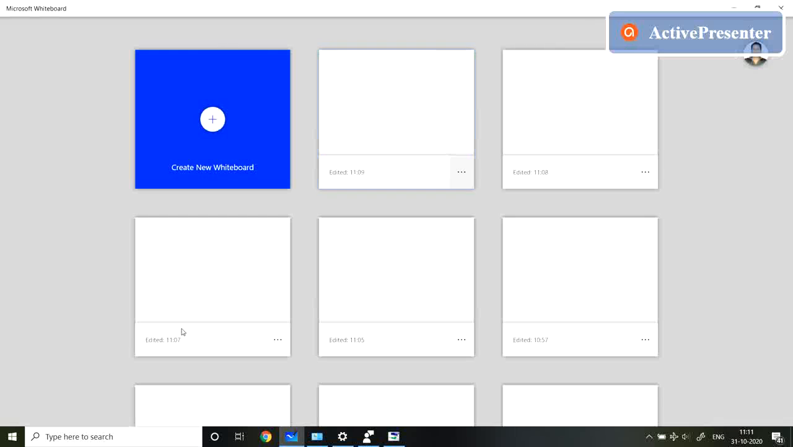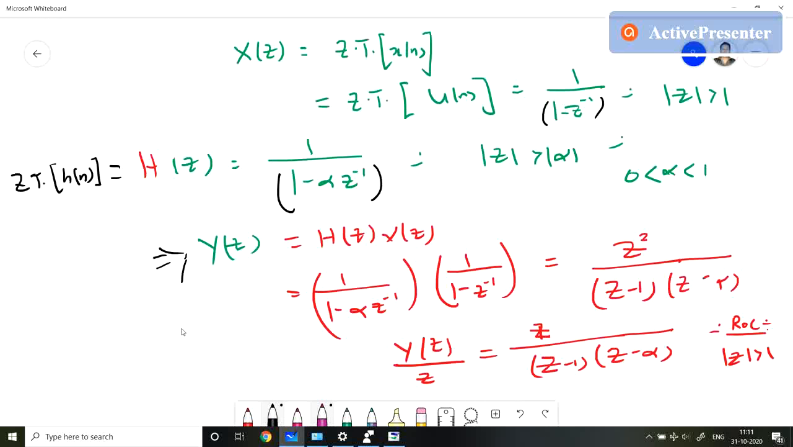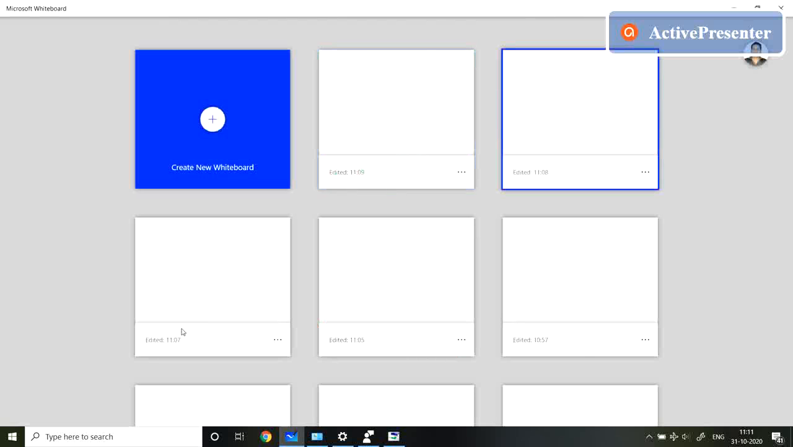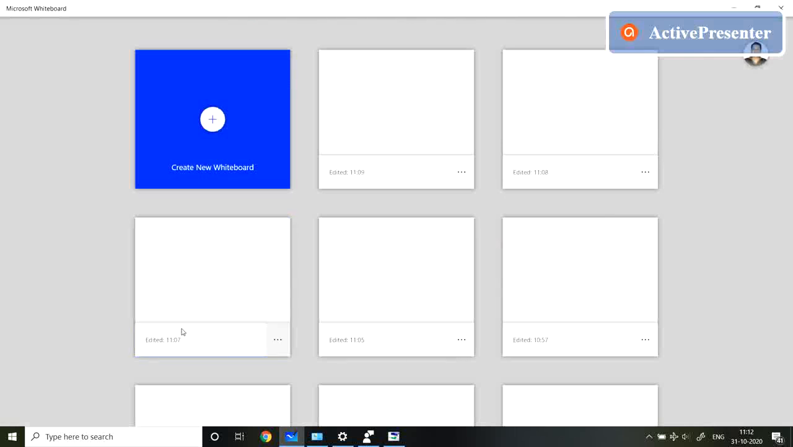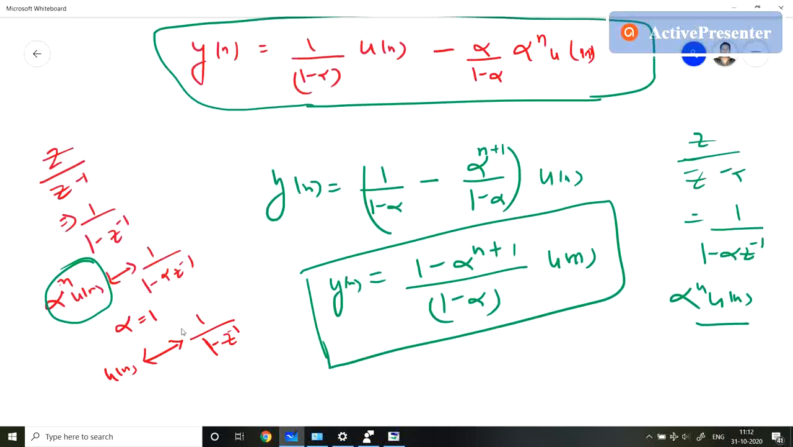So finally our solution is in this form: 1 divided by (1 minus alpha) u[n] minus alpha divided by (1 minus alpha) raised to the power n u[n]. We have just combined these two terms, and this is our response y[n].